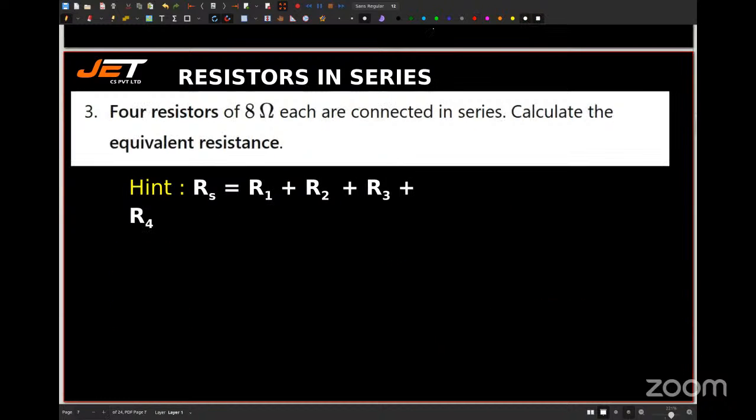So moving on. Four resistors of 8 ohms each are connected in series. Calculate the equivalent resistance. The hint is given. Try to solve this question and tell me the answer. The question is: four resistors of 8 ohms each are connected in series. Calculate the equivalent resistance. That's the question. It is a very simple question. I think everyone will be able to solve this.